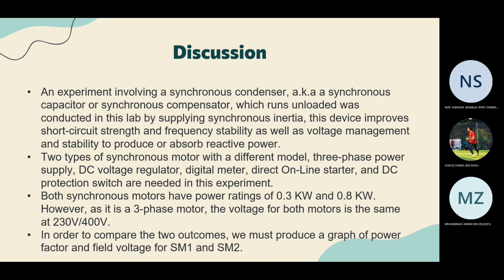Both synchronous motors have power ratings of 0.3 kilowatt and 0.8 kilowatt. However, as it is a three-phase motor, the voltage for both motors is the same at 230 volt or 400 volt. In order to compare the two outcomes, we must produce a graph of power factor and field voltage for SM1 and SM2. That's all from me. Thank you.